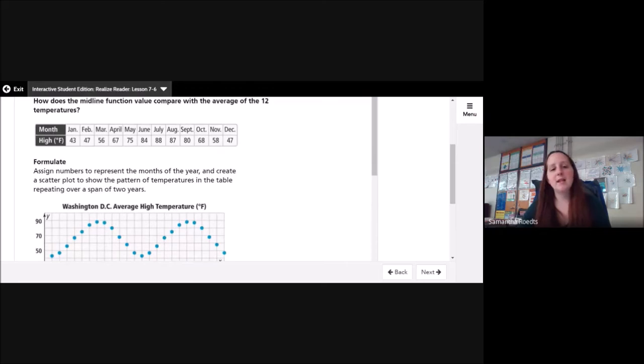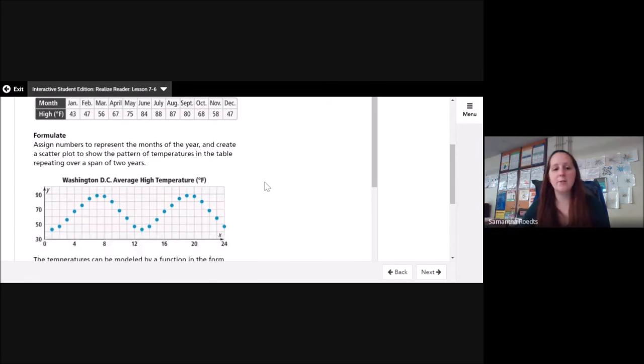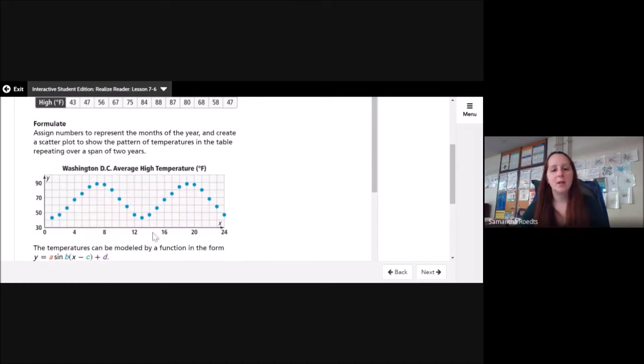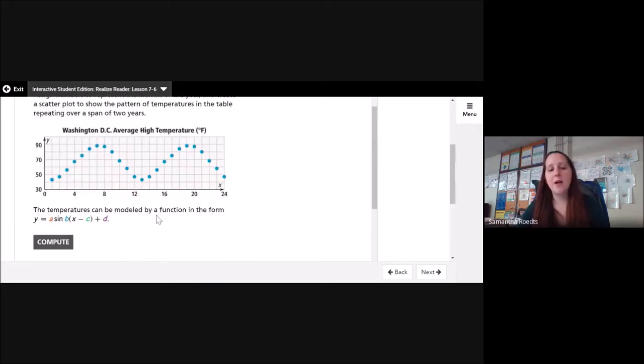So formulate: assign numbers to represent the months of the year and create a scatter plot to show the pattern of temperatures in the table, repeating over a span of 2 years. So January, they assigned 1, then 2, 3, and so on up to 12. And then at January again, they repeated and went back to 13, so 13, 46. The temperature can be modeled by a function in the form y equals a sine b times x minus c plus d.